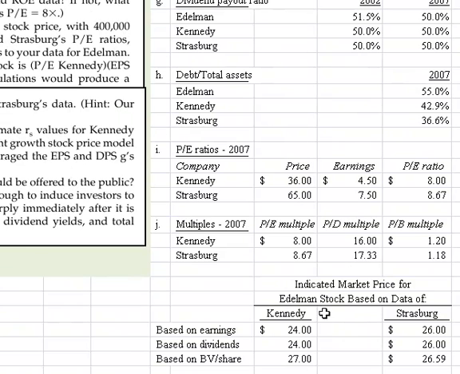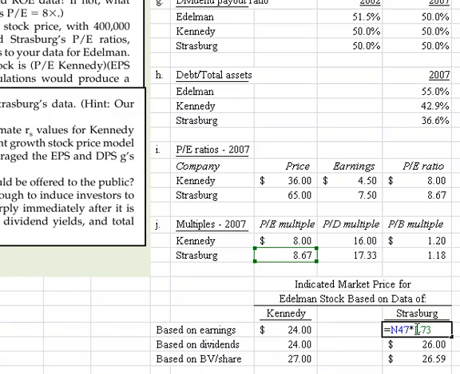So again, here we're using the earnings to come up with the multiple. Then we use the dividends, right? So we're going to take the dividends by the multiple we used for Kennedy, and then we'll also take the book value times the price to book multiple for Kennedy, and we come up with indicated market prices based on these factors, looking at Kennedy as a comparable company.